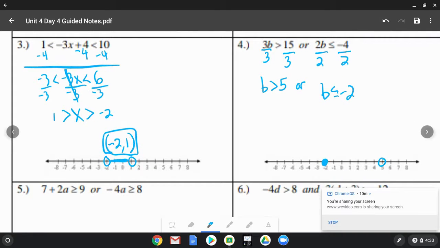So now that I have an open and closed circle, I follow the way that this is pointing. So for -2, it's pointing to the left. So that's the way that I'll shade. For 5, it's pointing to the right. So that's the way that I'll shade.